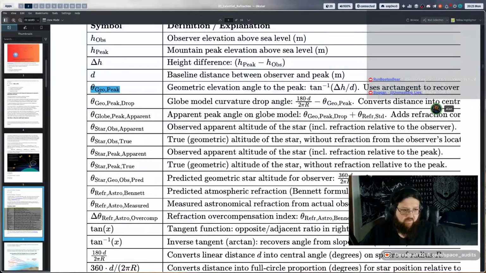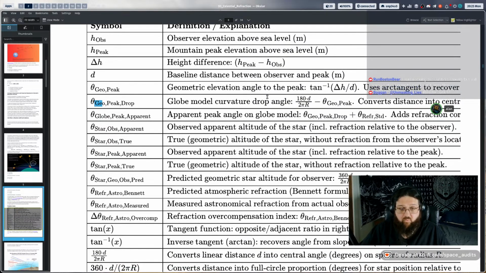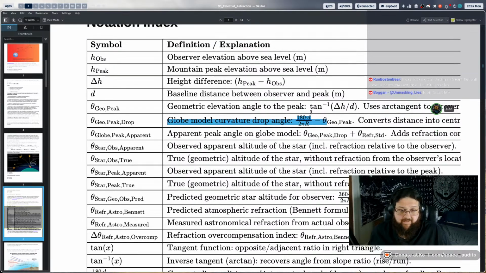So geopeak here is representing the rise over run of the distance and the elevation difference to the peak. So that gives you the angle to the peak. The peak geo drop gives you 180 times the distance over 2 pi r, which is the raw geometric globe angle for what the elevation would be, accounting for that missing drop. So this will output an angle amount. You subtract that from the geopeak amount, and that will tell you the elevation of the mountain for the globe prediction.